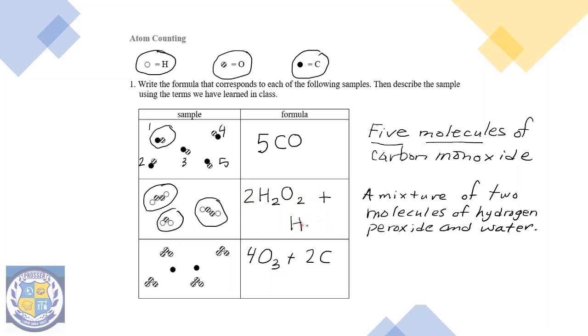And then I'm going to put a plus there because there's actually another molecule in there, which is H2O. Now, to indicate this in a sentence, I'm going to say a mixture, right? The mixture is indicated by this plus sign. A mixture of two molecules of hydrogen peroxide, and that is the common name. We could also say dihydrogen dioxide, but I'm going to use the common name, which is hydrogen peroxide.